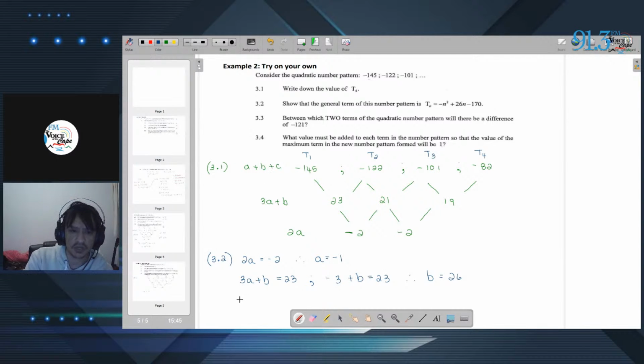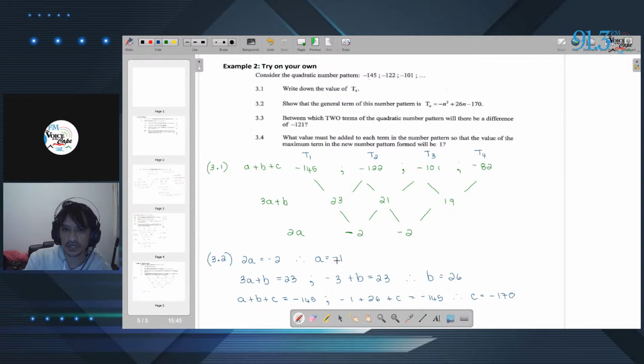And then we can go A plus B plus C is equal to this value over here, negative 145. Substitute our variables in. Negative 1 plus 26 plus C equals negative 145. Therefore, C is equal to, if I just shift everything over, negative 145 minus 26 plus 1, and we find that C is equal to negative 170.